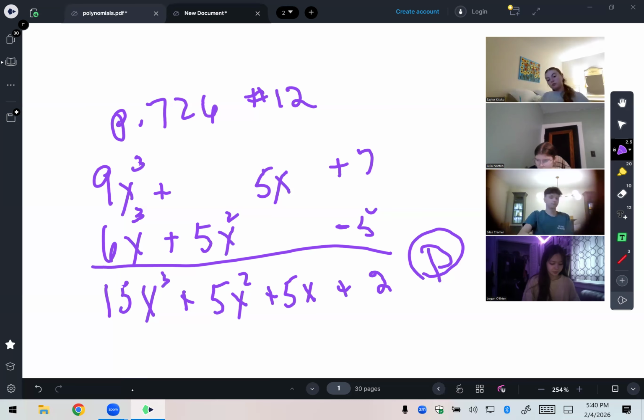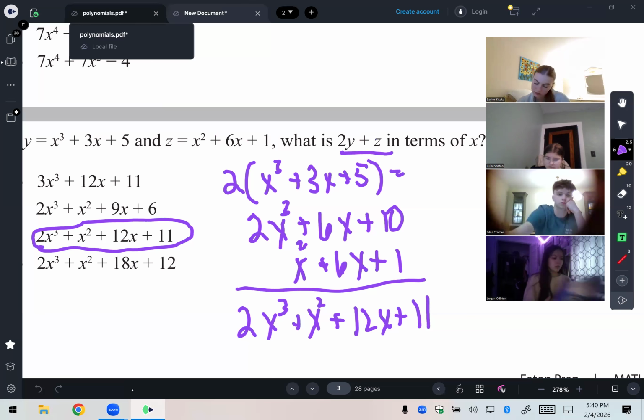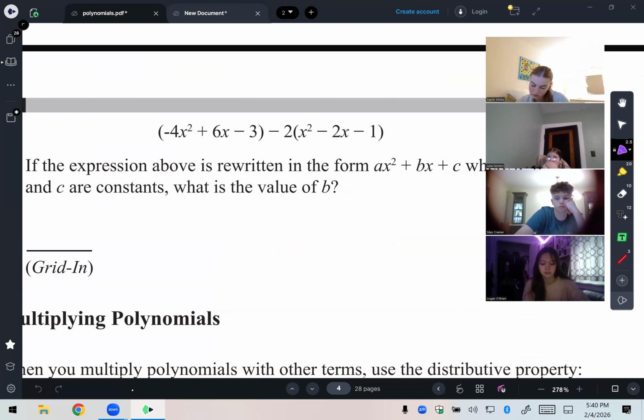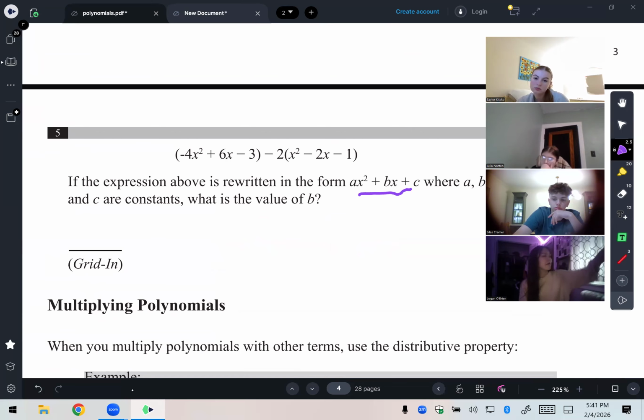Okay, this brings in a new twist, which your math teacher probably didn't give you problems like this. So here, let's shrink this a little bit. If the expression above is rewritten in the form ax squared plus bx plus c, what is the value of b? All we're trying to do is find the coefficient of x. Does everybody see that? That's what they mean.